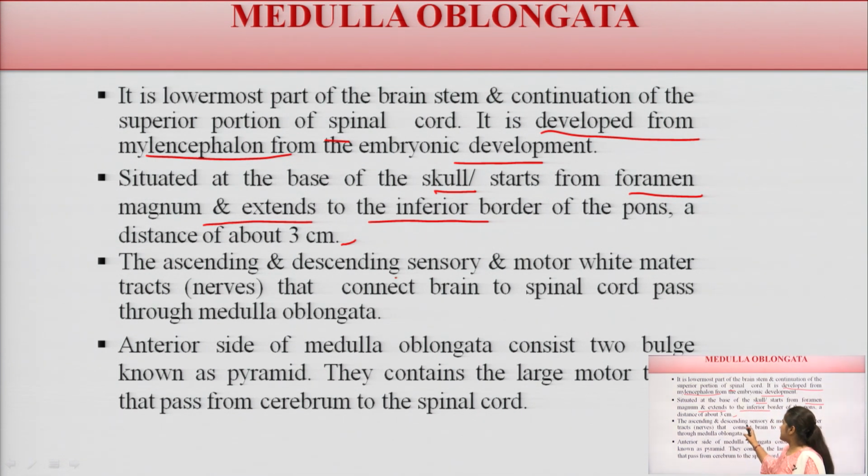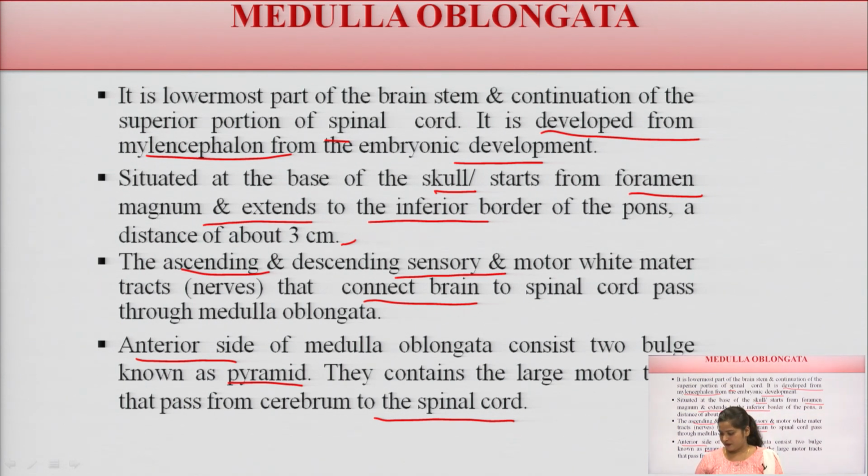The ascending and descending sensory and motor white matter tracts that connect the brain to the spinal cord pass through the medulla oblongata. On the anterior side, the medulla oblongata consists of 2 bulges known as pyramids. They contain the large motor tracts that pass from the cerebrum to the spinal cord.